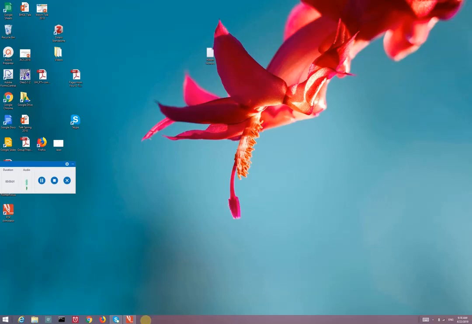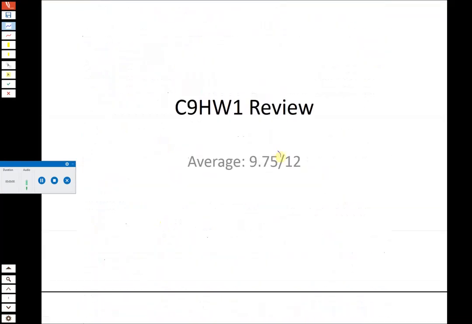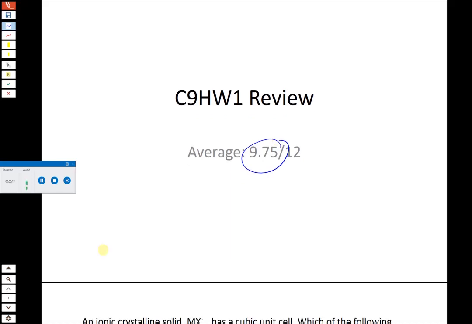Alright, here we go with Chapter 9, Homework 1 review, first of two assignments on this last chapter that we're covering. Average this week was 9.75 out of 12, which is pretty good, a little bit higher than last year, so we do seem to be hitting our stride at the last time. Let's just hope that this continues on into the exam that we have this week and next.